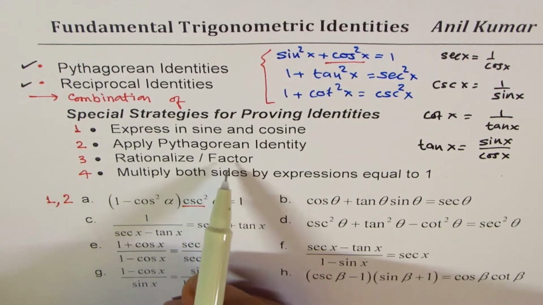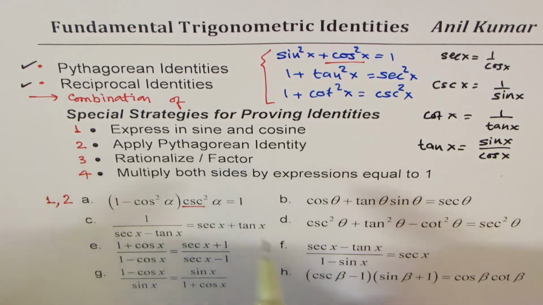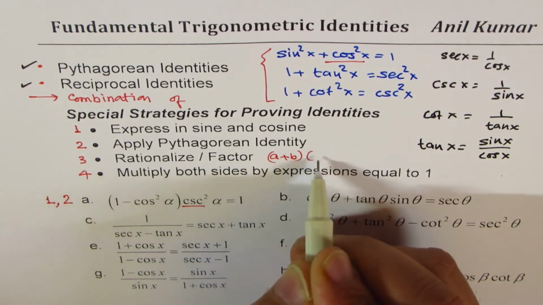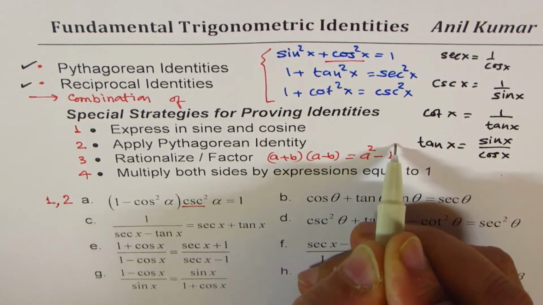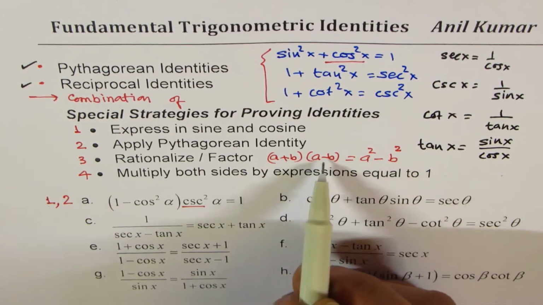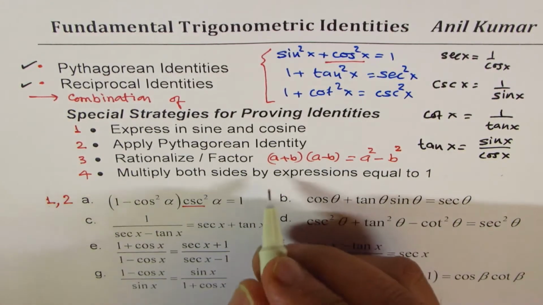Then we have to rationalize or factor. To factor, important formulas to remember are a plus b times a minus b is equals to a square minus b square. So if you are given difference of squares, they could be written as product of sum and difference. Very important to understand. And you should also remember the formula.